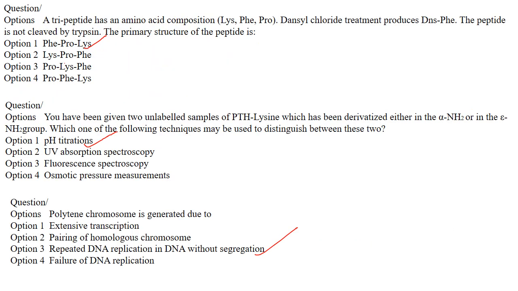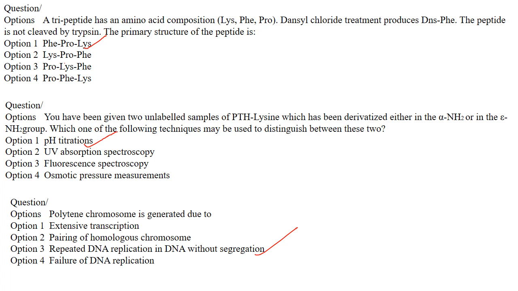Then next one. A tripeptide has an amino acid composition lysine, phenylalanine, proline. Dansyl chloride treatment produced DNS-Phe. The peptide is not cleaved by trypsin. The primary structure of the peptide is?